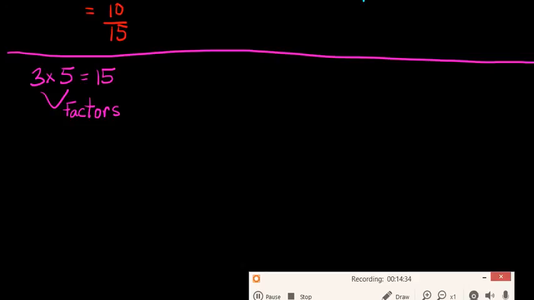I'm going to try to do all of my examples in this other color so you'll know that they're examples. Hopefully that will work. If we have 10 over 15, I know that 10 is 2 times 5. I can't multiply 2 by anything else except 1 to get it, and 5 can't be multiplied by anything else to get it. So it's in its simplest form.